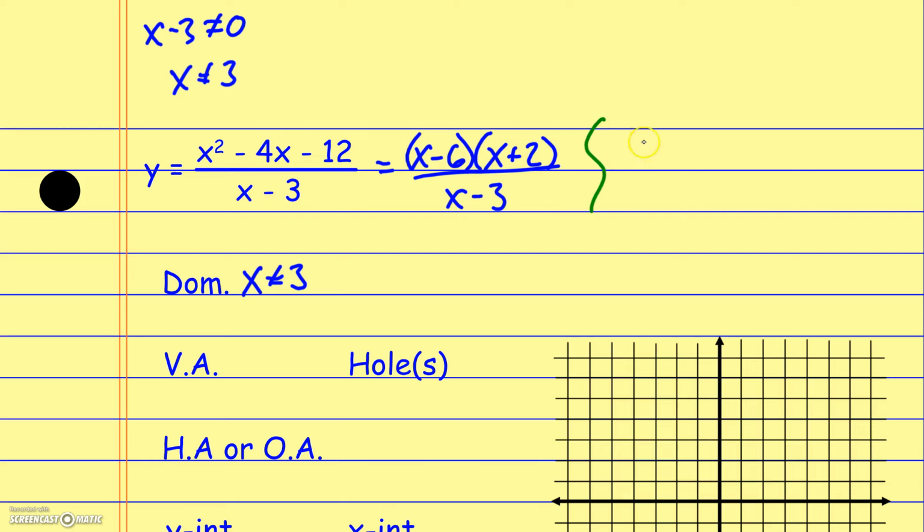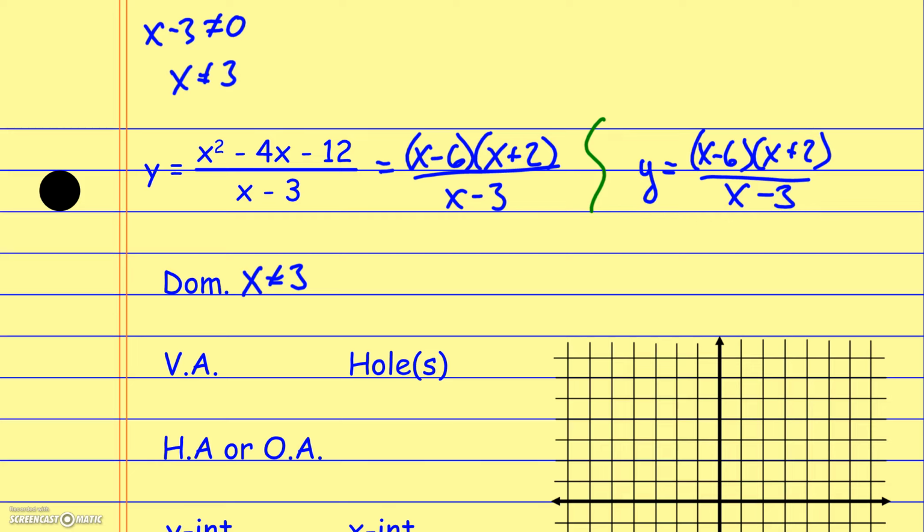It doesn't reduce. And so really the original problem is fine for plugging things into, or I can even plug it into this factored version of this thing, and think of it this way. Y equals, that's going to be an x minus 6 times an x plus 2 all over x minus 3. Okay, I can plug it into either one of these in this situation.